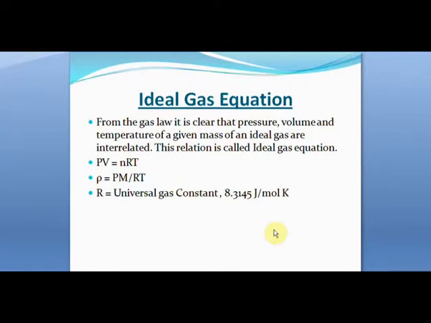This equation states that the density, that is rho, of a gas is equal to PM by RT, where P is the pressure of the gas, M is the molar mass of the gas, R is the universal gas constant, and T is the temperature.